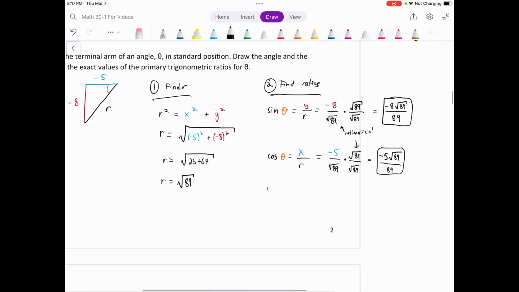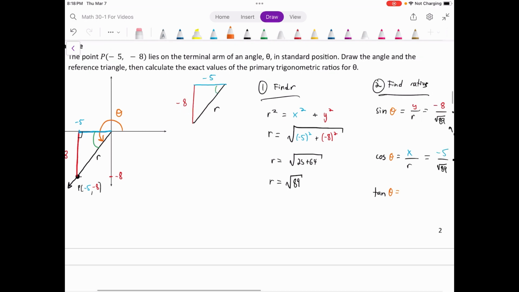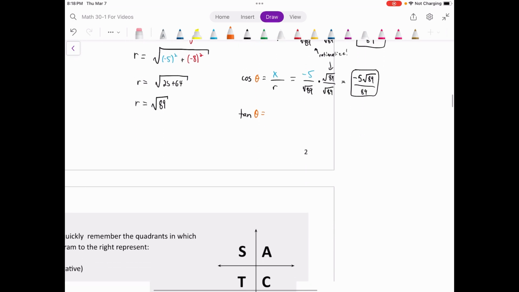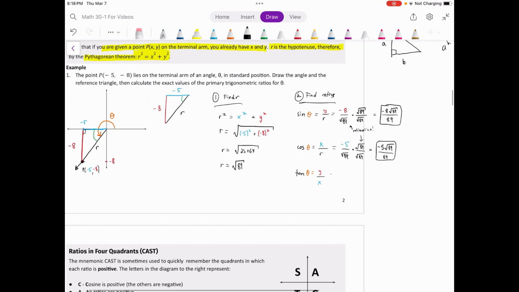Last up, tan. So the tangent of theta is TOA, right? Yes, opposite over adjacent, but also y over x, right? Means the same thing. So y is negative 8 over adjacent is negative 5. Y over x, whoops, I should probably write it out. Y over x, which is negative 8 over negative 5.